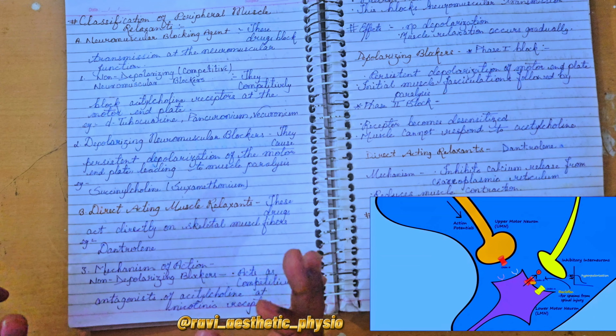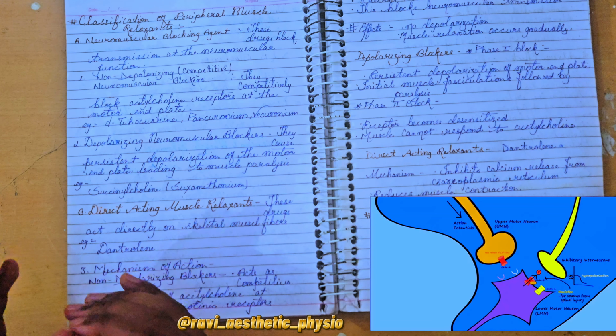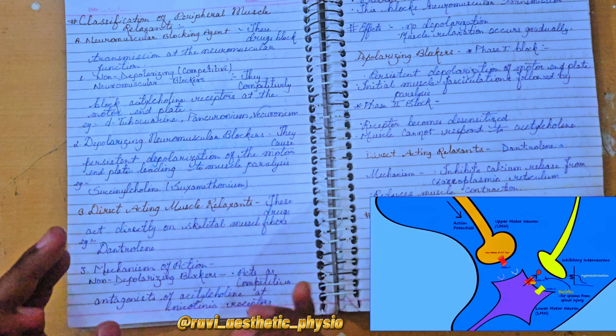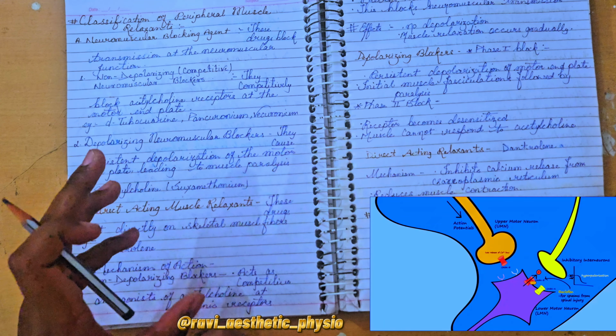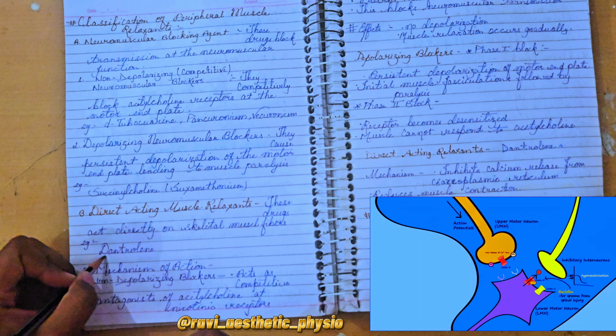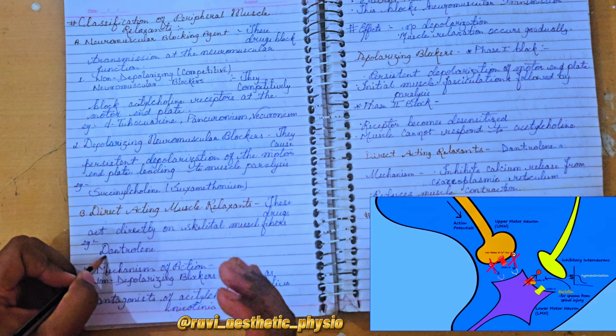So first is the neuromuscular blocking agent. Next is the direct acting muscle relaxant. It means these drugs act directly on the skeletal muscle, ease the pain and relax it. One example is dantrolene.